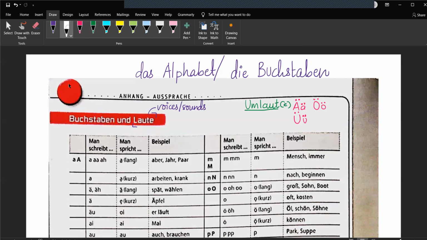Apart from these, we also have an extra character that looks like this. If you assume that this is the straight line, you can draw it like this, or like this, or like this. It totally depends on how you prefer writing it, and it is called the SZ, which is nothing but double S. This is an extra character. We don't have this character in English.